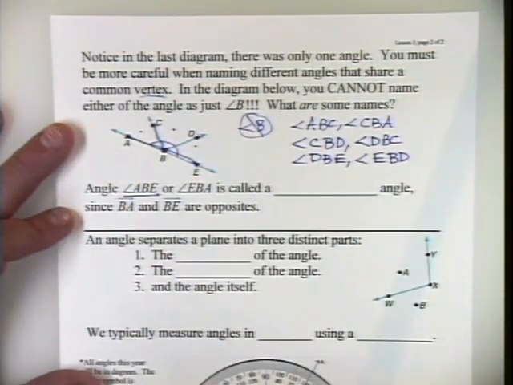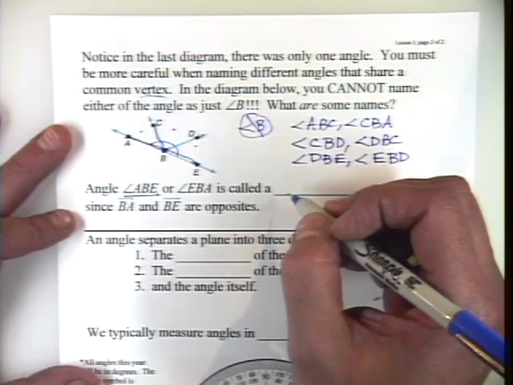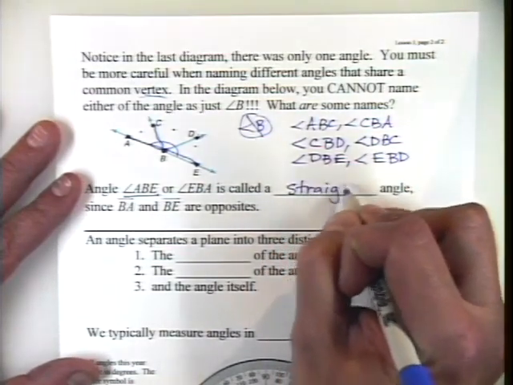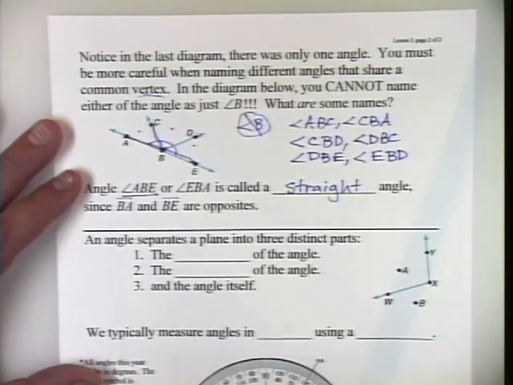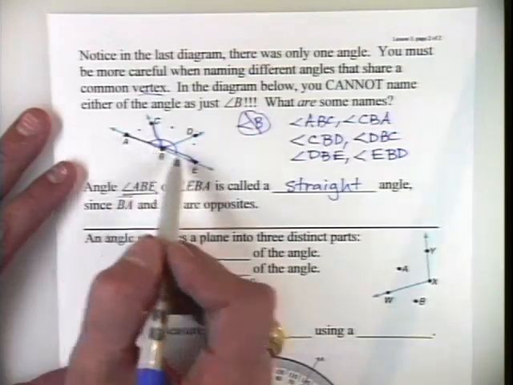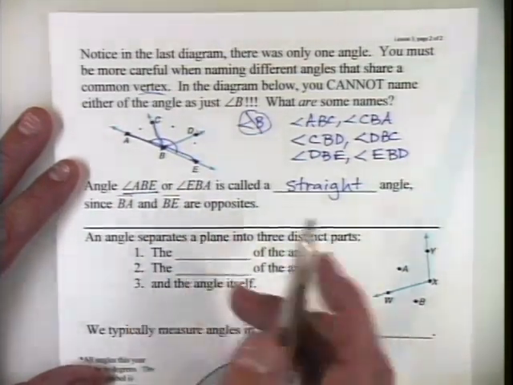If you have an angle that's formed by two opposite rays, we call this a, what do we call it? A straight angle. Yeah, I thought I heard it out there. And it makes sense because it's a straight line. We'll talk about that more later on, what the angle measure is. Okay? And again, it's a straight angle because the two rays forming it that share vertex B are opposite rays.